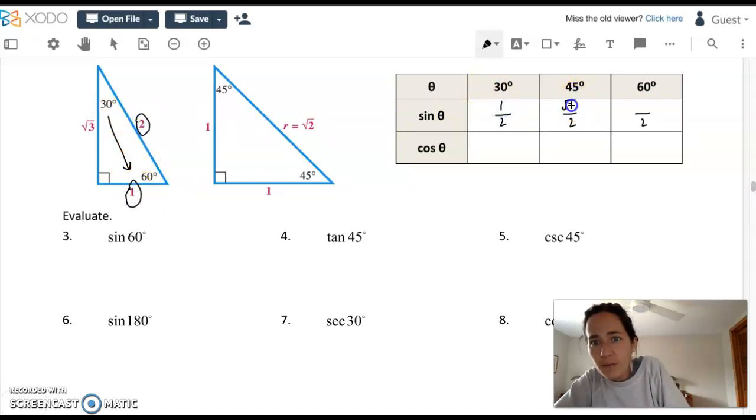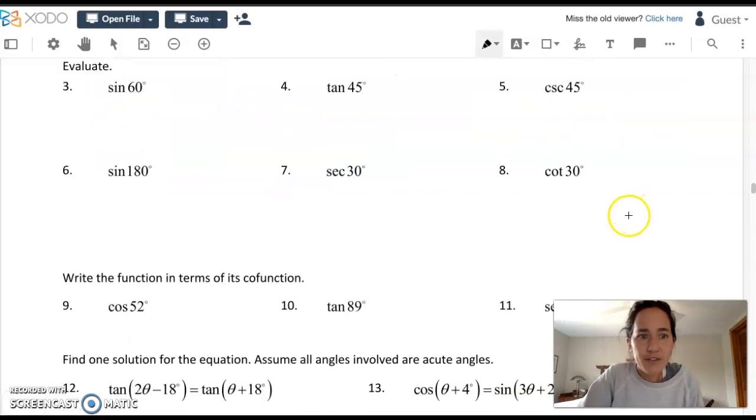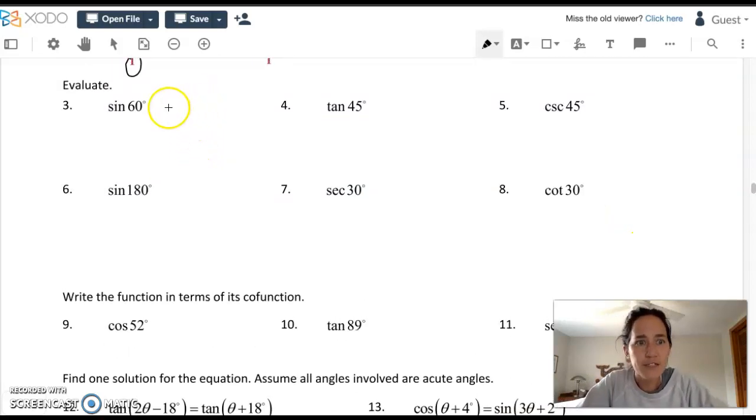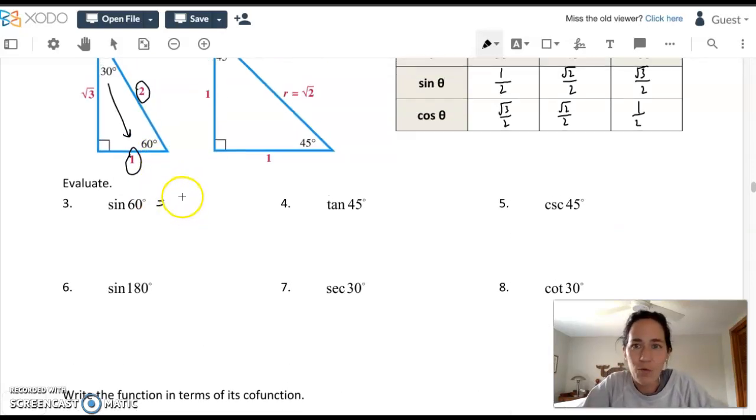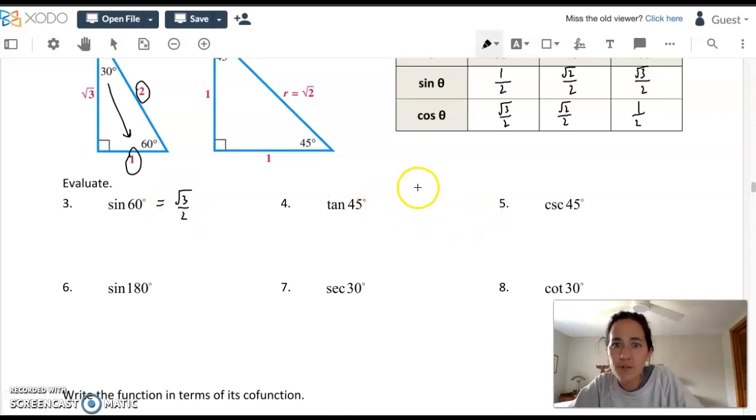Then you know you count up square root of 2, square root of 3, and you're going to do the opposite for the cosine. So cosine of 30 is going to be square root of 3 over 2. Cosine of 45 is square root of 2 over 2, and then cosine of 60 is 1/2. How many of these could we get to? Sine of 60 degrees. Well, it's on the table, but we'll say square root of 3 over 2. Nice.